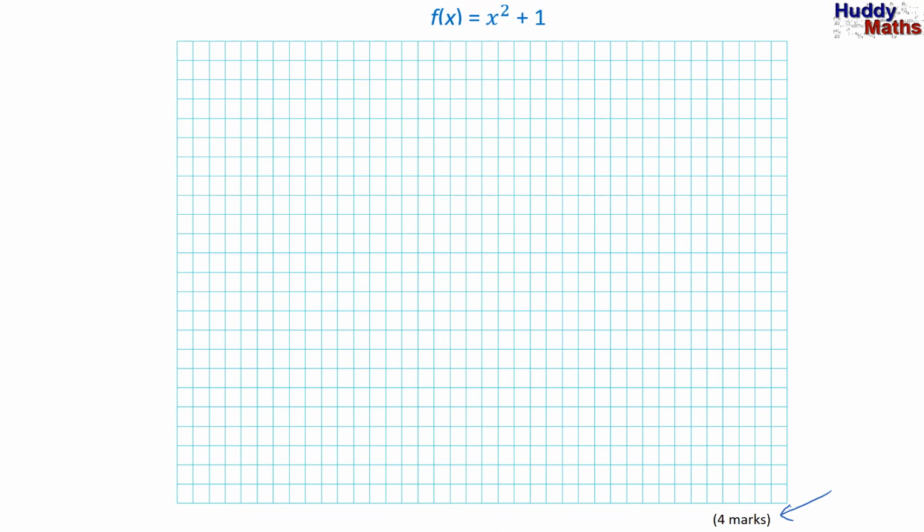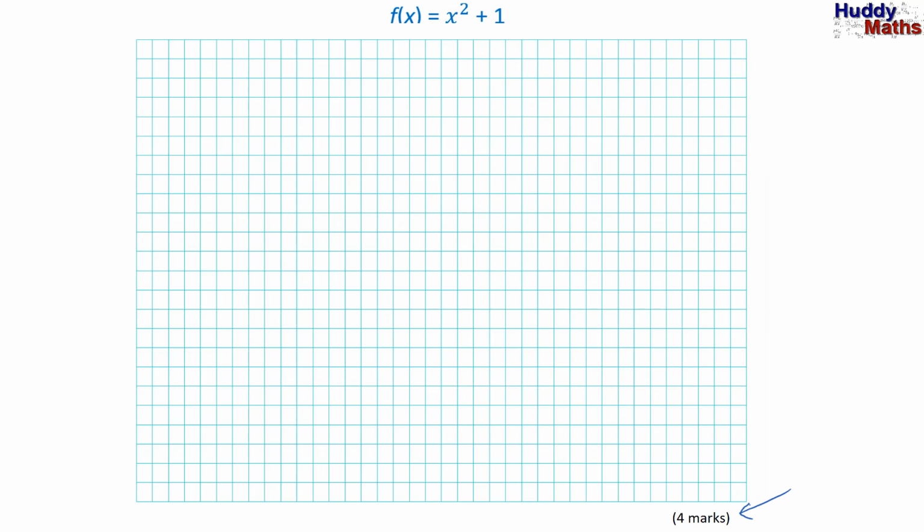Okay, here's our first question. f of x equals x squared plus 1. So we'll start with the definition. Here we go. f dash x is the limit as h tends to naught of f of x plus h, take f of x, on h. You don't actually get a mark for that, but you do lose a mark if that's not there.